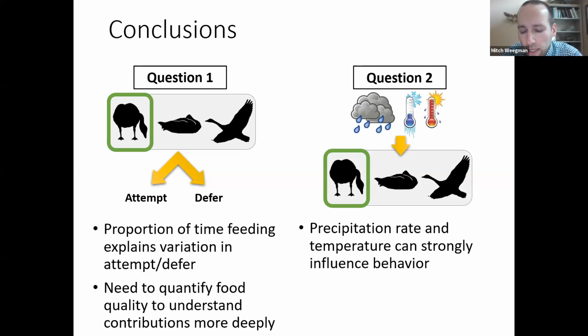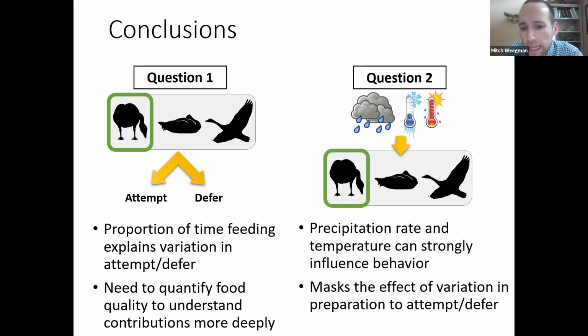In terms of our second question, we showed that the precipitation rate and temperature can strongly influence behavior. That's what we predicted would happen. And in this case, these environmental variables can mask the effect of variation in preparation to attempt or defer. So we need to be quite careful in linking strictly behavior with the reproductive outcome, acknowledging that, of course, the weather conditions hugely influence what the birds actually do every 6 minutes that we're collecting the acceleration data.